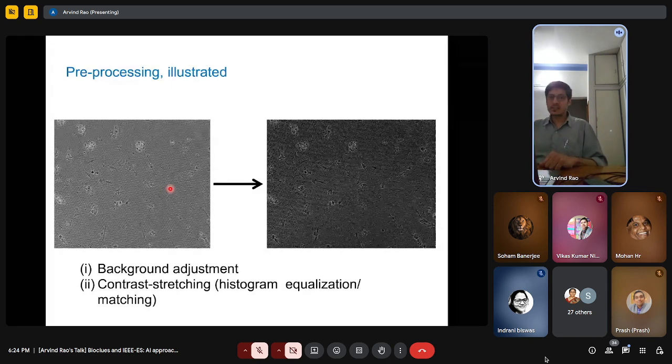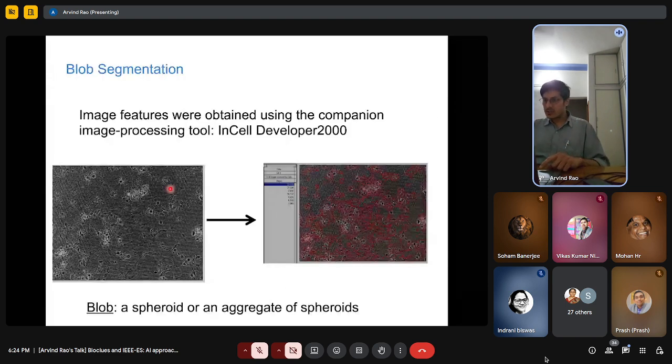We do some pre-processing to segment the foreground from the background. Then we segment out these cells. And what you're seeing in red are essentially the areas where the cells are located. Whatever is not in red is stuff in the background. These images are actually directly from the microscope.